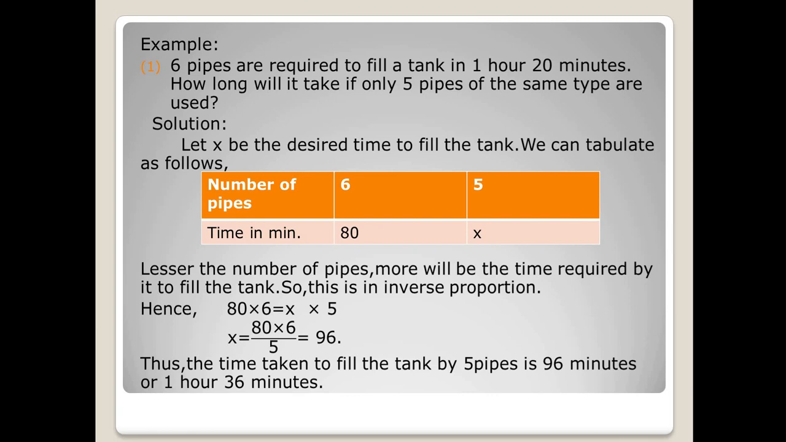So you have to find out how much time will be taken to fill the tank by 5 pipes. So lesser the number of pipes, more will be the time required to fill the tank. So this is in inverse proportion. Hence we can write the given information as 80 multiplied by 6 equal x multiplied by 5. So x equal 80 multiplied by 6 divided by 5 equal 96. Thus the time taken to fill the tank by 5 pipes is 96 minutes. 96 minutes can be written as 1 hour 36 minutes.